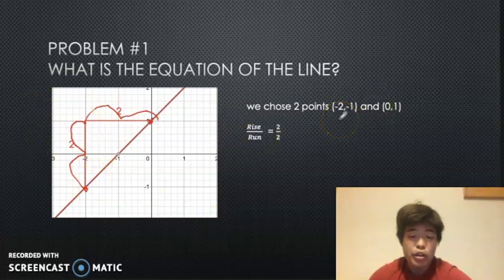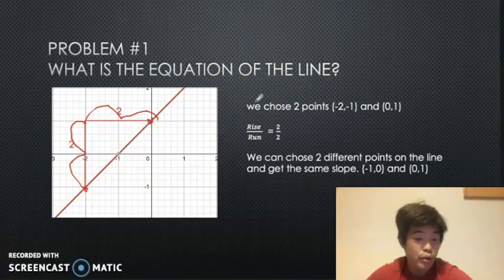But what I want to show you is it doesn't have to be these 2 points. I said it could be any 2 points along this line. So we're going to choose 2 different points on the line and get the same slope. We're going to choose a new coordinate, -1, 0, and we're going to keep the point 0, 1, and find the slope by looking at these 2 points.